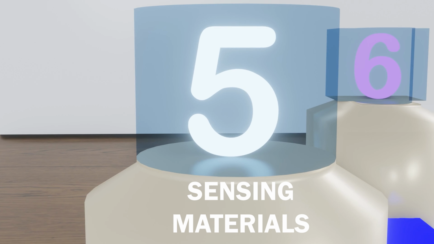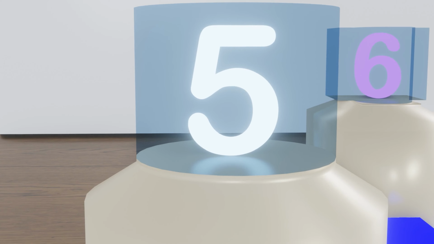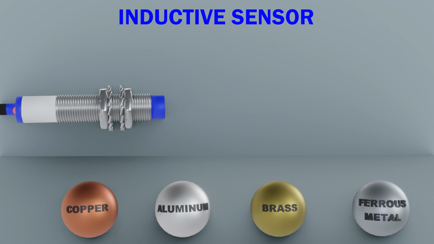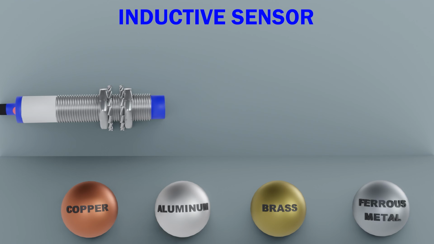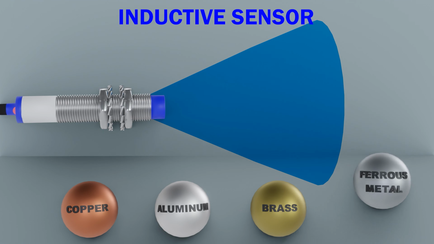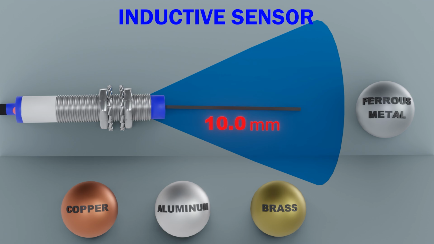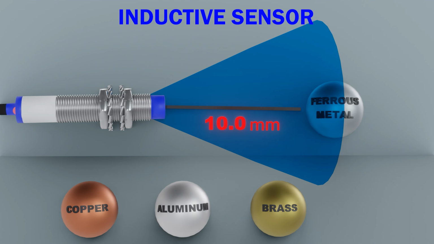Number 5. Sensing materials. Most inductive sensors are governed by a general correction factor table, for various ferrous metallic materials such as steel and non-ferrous materials such as brass, aluminum and copper. Well, we begin to sense ferrous metals, which have a correction factor of 1. If the inductive sensor has a nominal sensing distance of 10 mm, and steel is a ferrous metal, the sensing distance will be 10 mm.